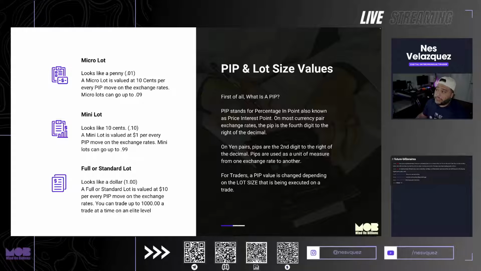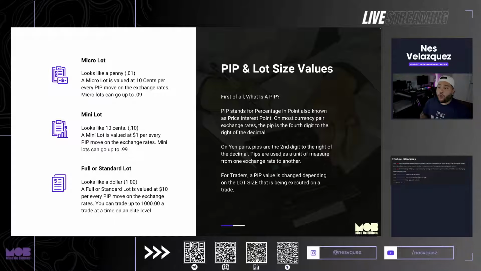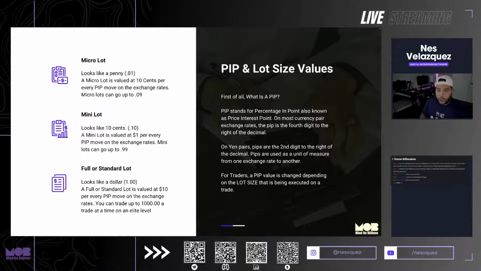Okay. Now that we got through the exchange rates and we spoke about the anatomy of a currency pair and exactly what we're doing in Forex, right? We're exchanging one currency for another. We're pitting one currency against another. Now we have to understand how orders work and how lot sizes work, basically.